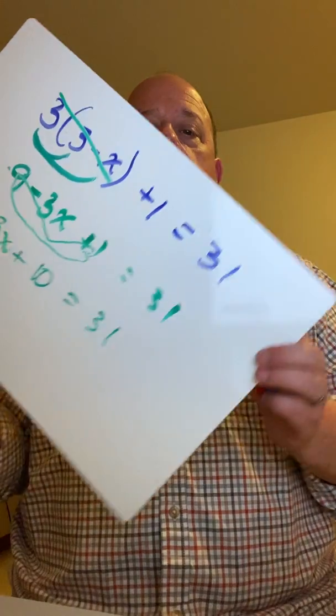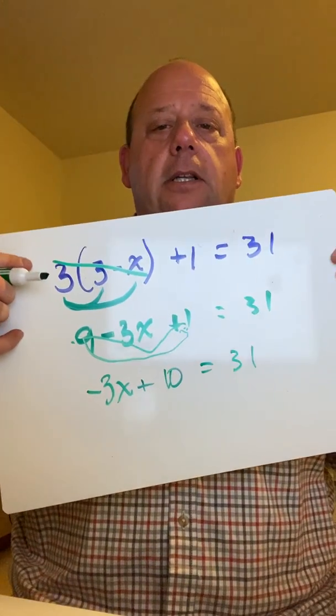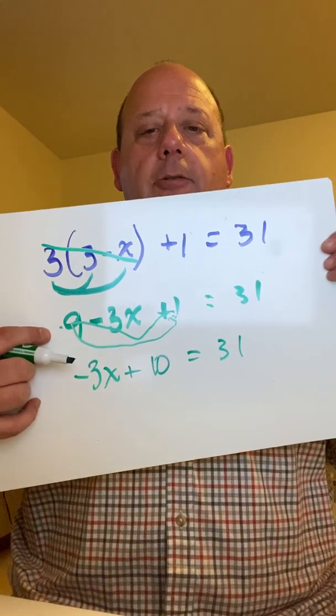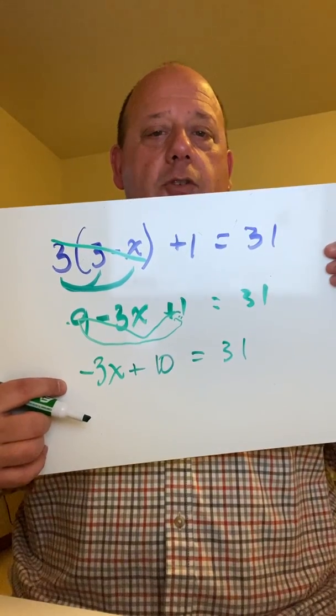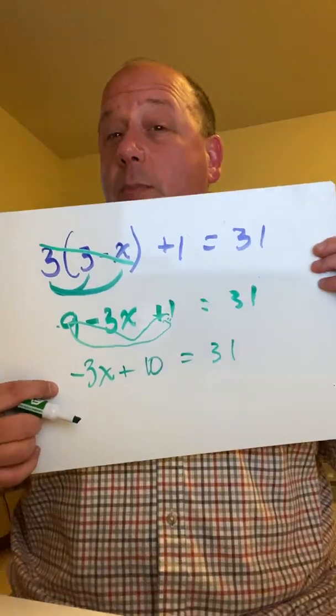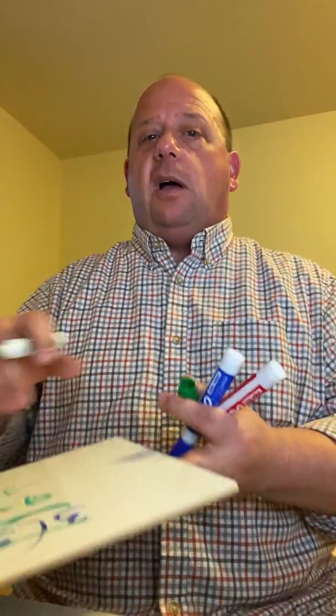You've now taken this huge, ugly, multi-step ugliness up at the top, gotten rid of the parentheses, combined like terms, and made it a two-step equation. And from here, I'm hoping some of you are able to look at that and go, oh, I already know the answer. That's not too bad. Okay? Subtract the 10. Negative 3x is equal to 21.